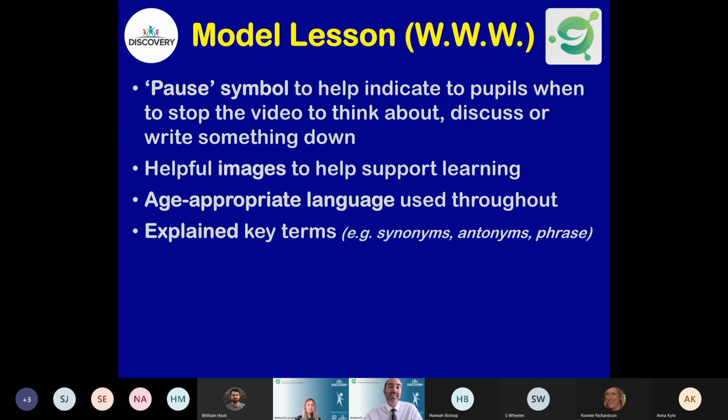I like the fact she explained the key terms. She knew that within some of the questions, the words synonyms, antonyms and phrase would come up. So she explained those before the children were left to independently have a go at the questions that she'd set.